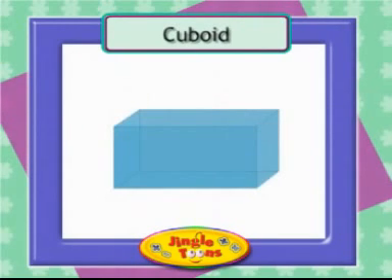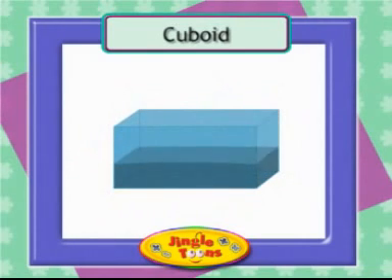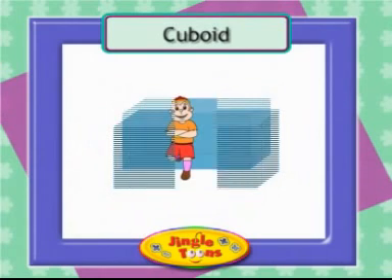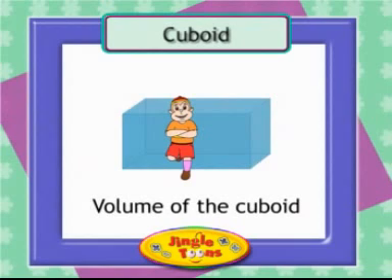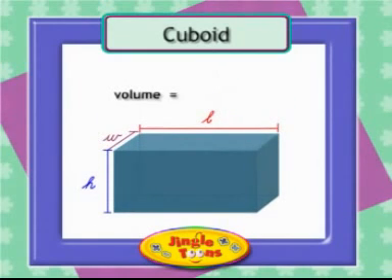Cuboid. A cuboid has 6 rectangular surfaces. The space contained in those surfaces is the volume of the cuboid. The formula to find the volume of a cuboid with length L, width W and height H is volume is equal to L multiplied by W multiplied by H.